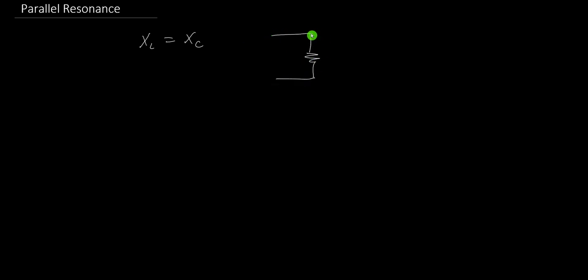So if this is R, then we have L, then we have the capacitor C. So R, L, and C, and they are connected in parallel. Now, if this is the case, still for a resonance, this should be true: XL is equal to XC. So what happens to L and C when this is true?